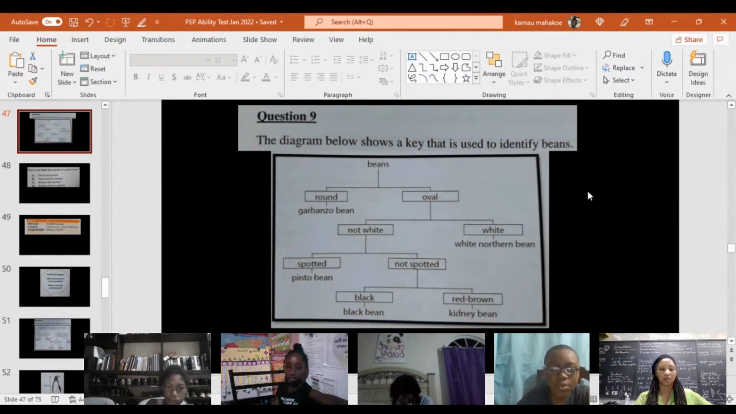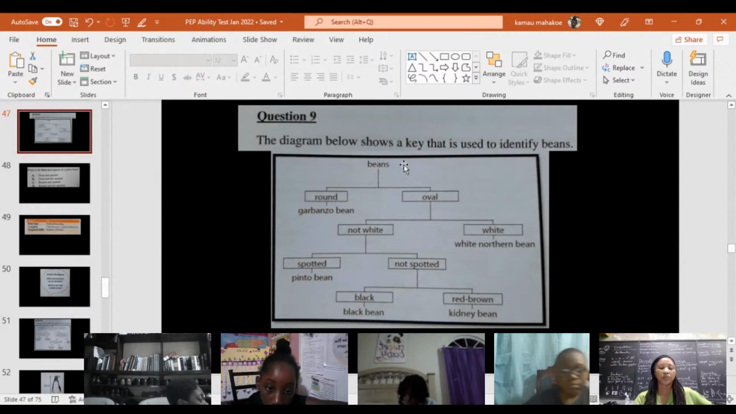Beans. Round, garbanzo beans. Oval, not white. White northern beans. Spotted pinto beans, not spotted. Black bean. Red brown kidney bean.